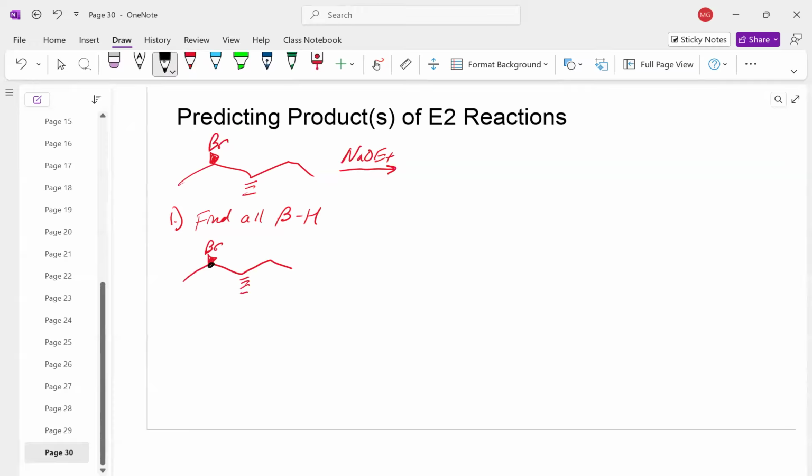So here's the carbon with the leaving group. I have a few beta hydrogens over here. They're all the same, so I'm just going to draw one in. And then I have one over here. Notice that it's on a chiral center, so I'm going to be sure to draw it in with the solid wedge there. Okay, so that's step one.